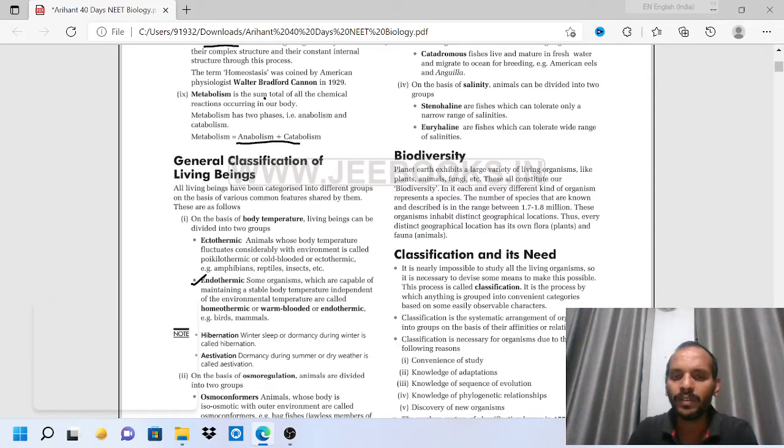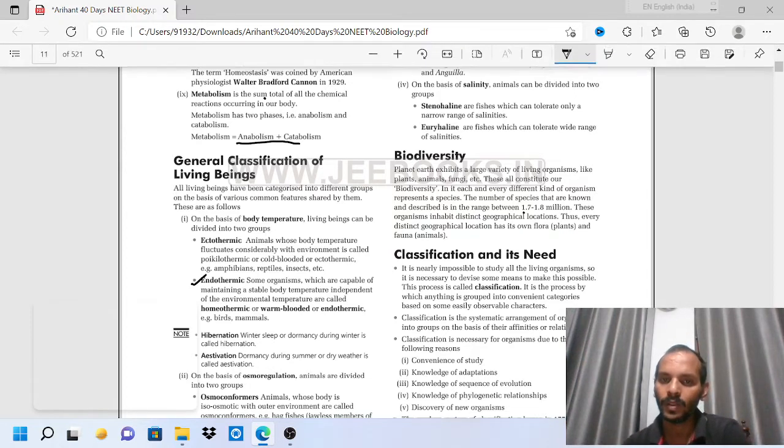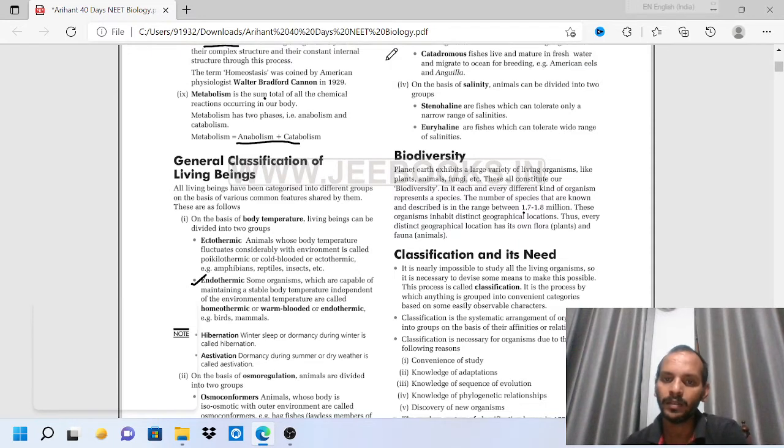Next is biodiversity. Biodiversity is very important. What is the meaning of biodiversity? Biodiversity means all living organisms surrounding the environment is known as biodiversity. So here we can see each geographical location has its own flora and fauna. In any particular area, all organisms, animals, bacteria, fungi, these are types of biodiversity. Now, next is classification and its needs.